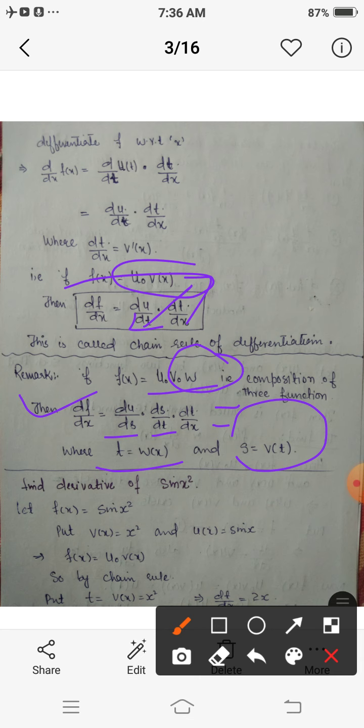Similarly, you can continue this up to a finite number of functions. Now if we consider the function sin x square, and put v of x equals x square and u of x equals sin x, then clearly sin x square is a composition of these two functions. So by chain rule, if we put t equals v of x, that is x square, which implies that dt by dx is simply 2x.